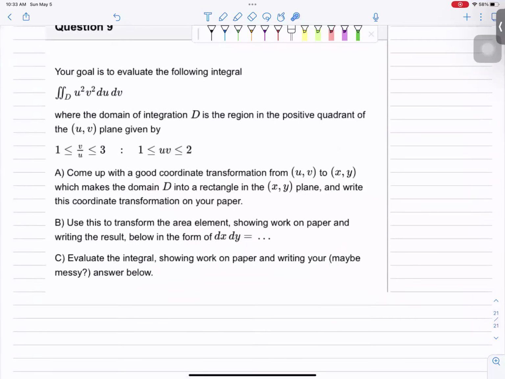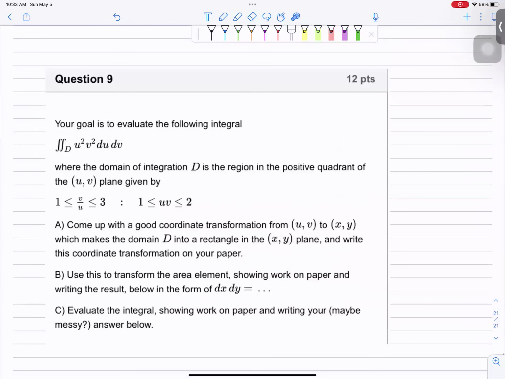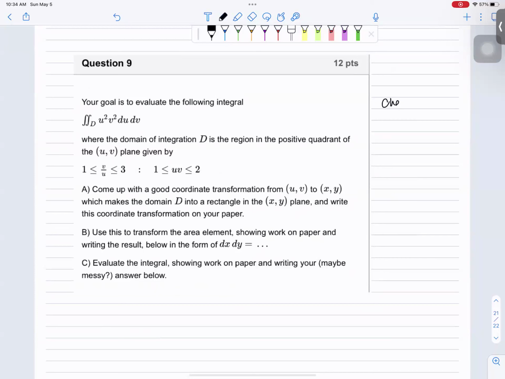All right. Final question, question 9. Your goal is to evaluate the following integral, where the domain of integration D is the region in the positive quadrant of the UV plane given by this. Part A says, come up with a good coordinate transformation from UV to XY, which makes the domain into a rectangle in the XY plane, and write the coordinate transformation on your paper. So this is a change of variables question, right? Because they're telling you that you're in some coordinate world and you want to get a different coordinate world. So, change of variables question.